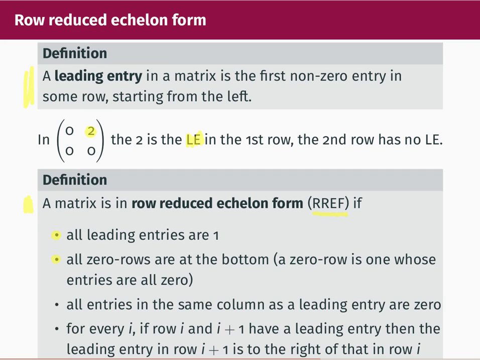Secondly, any zero rows, so any rows which only have zeros as entries, must be at the bottom of the matrix. Thirdly, if a column contains a leading entry, every other entry in that column has got to be 0. And finally, for every i, if there's a leading entry in row i and a leading entry in row i plus 1, then the leading entry in row i plus 1 must be to the right of the leading entry in row i. So as you move down your matrix, the leading entries must go to the right.